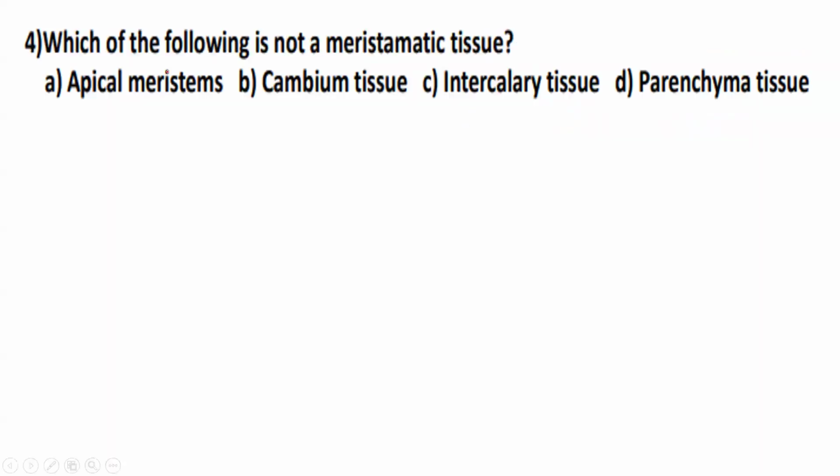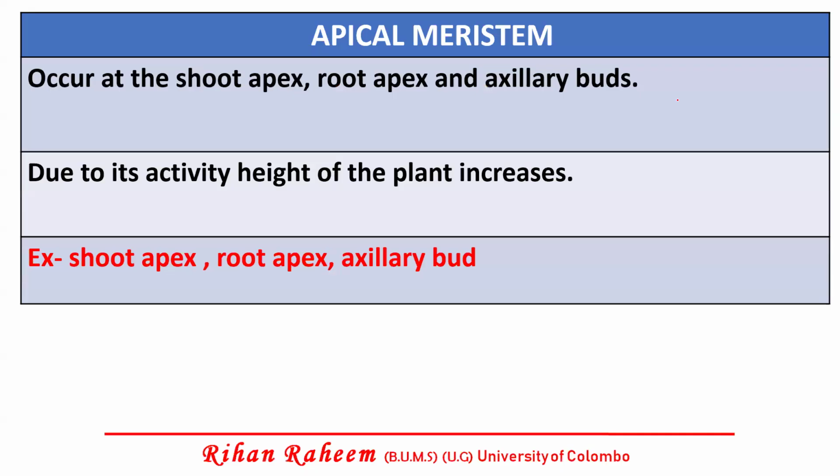Okay, fourth one, which of the following is not a meristematic tissue? That's also easy. Now we know the meristematic examples. Apical meristem, intercalary meristem, directly the name is given. Cambium tissue falls under what? Lateral meristems, no? So that also is a meristematic tissue. Which is not a meristematic tissue, an easy question, parenchyma. Parenchyma is a simple permanent tissue. We know the features of parenchyma, right?